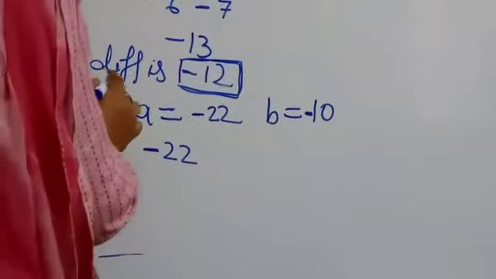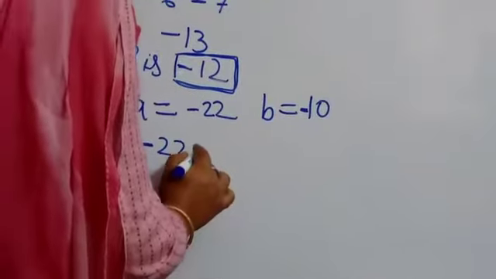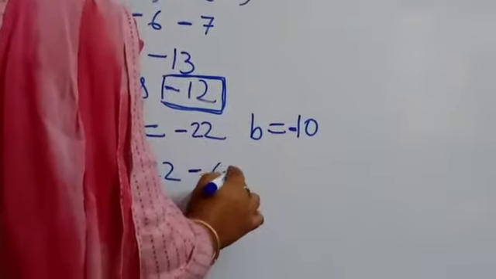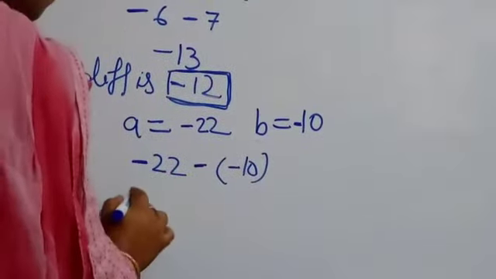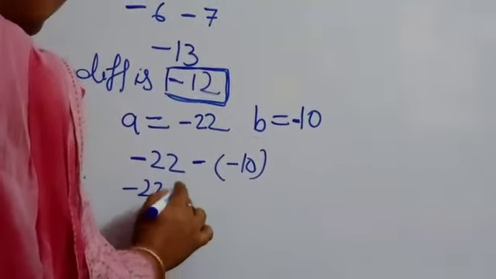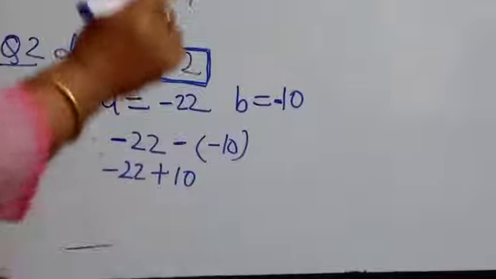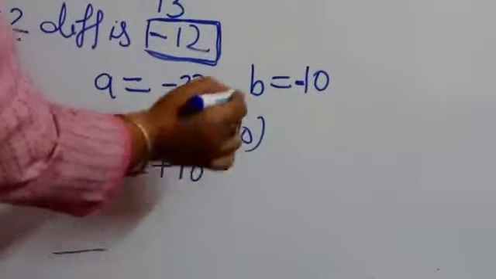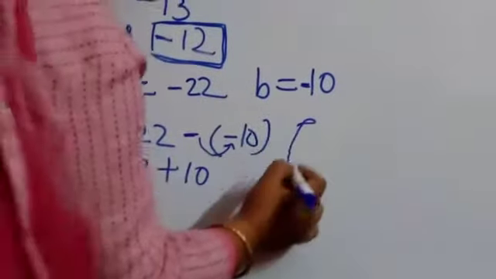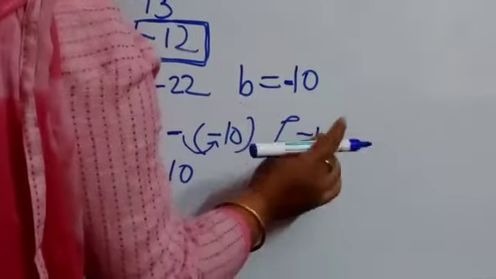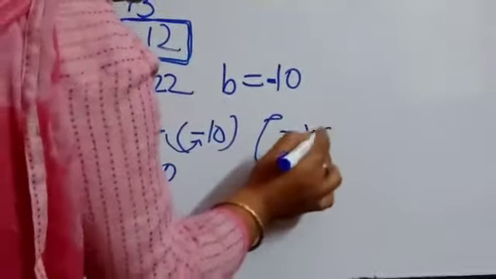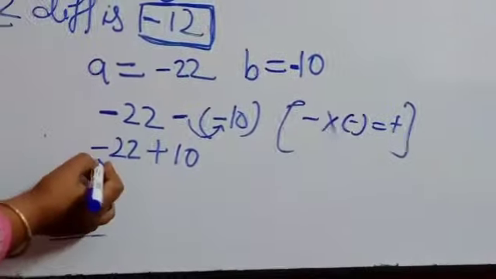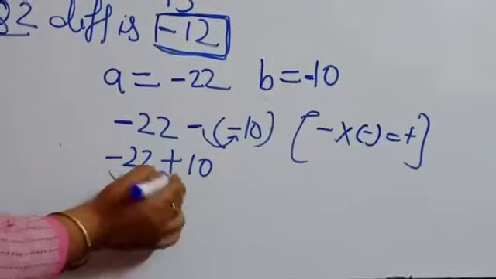And what is it saying? Difference. For difference, what sign will come in the middle of them? Minus. So the second number we have taken is minus 10. What will it be now? Minus 22 plus 10. Okay, now just see why this plus has come. This minus and minus will become plus. Minus into minus is equal to plus. Now the rule of addition or subtraction of integers will be applied.